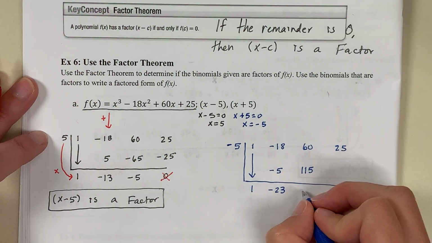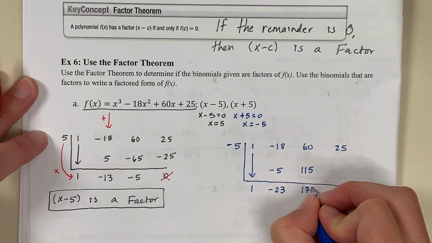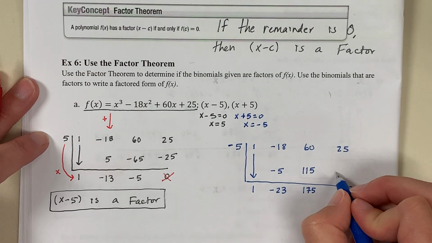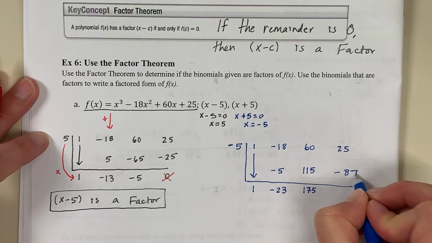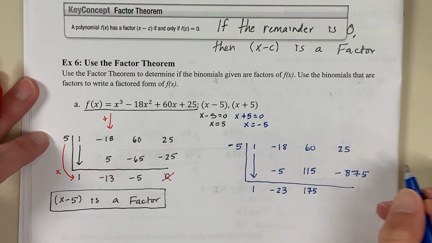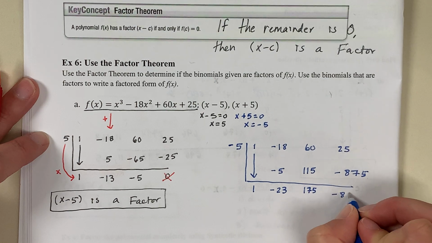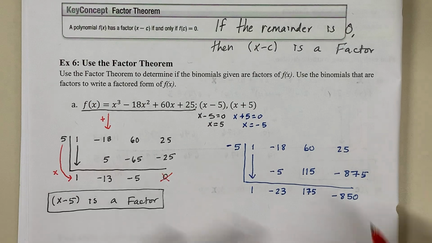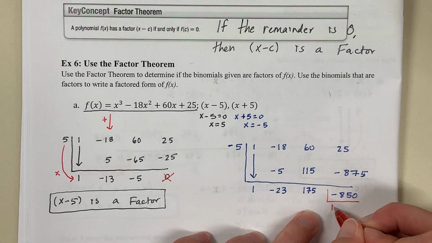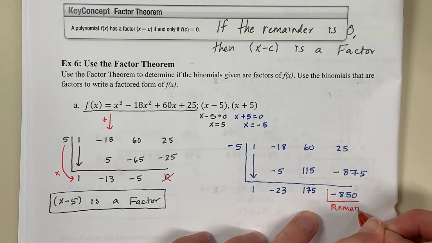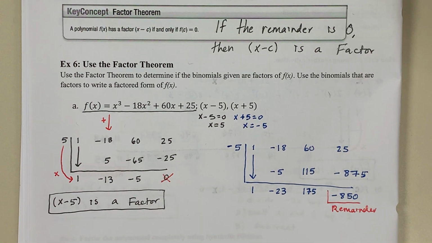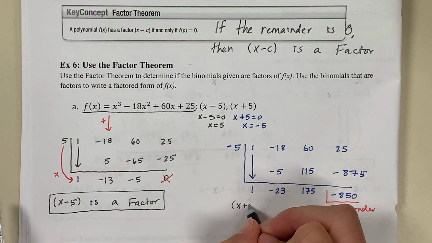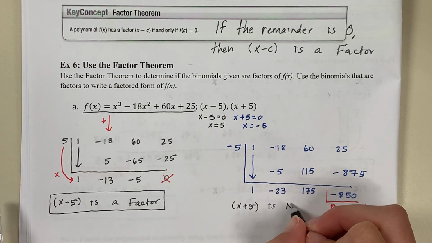Add 60 and 115, I get 175. When I multiply negative 5 times 175, I get negative 875. Add that to 25 and I get negative 850. My remainder is negative 850. Since the remainder is not 0, this tells me that x plus 5 is not a factor of the polynomial.